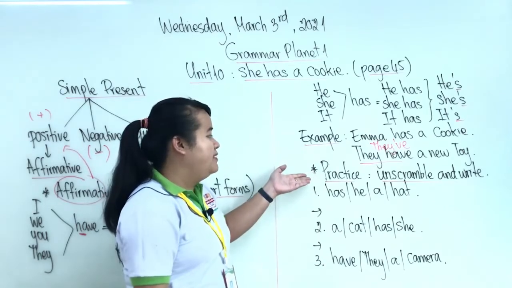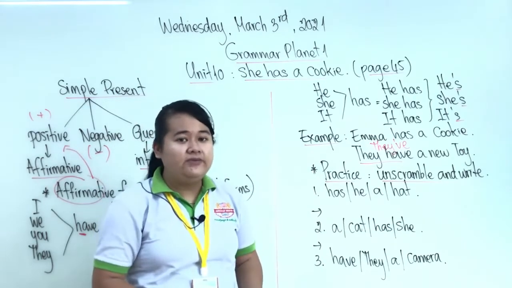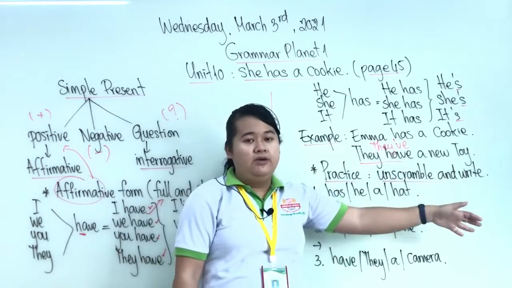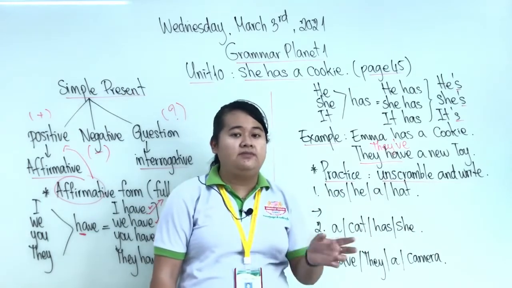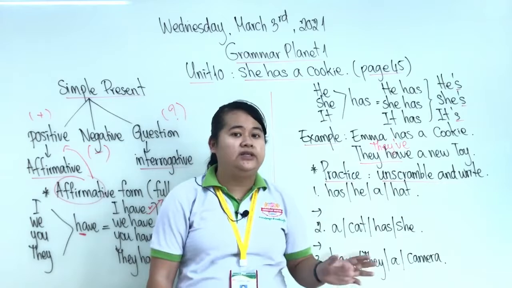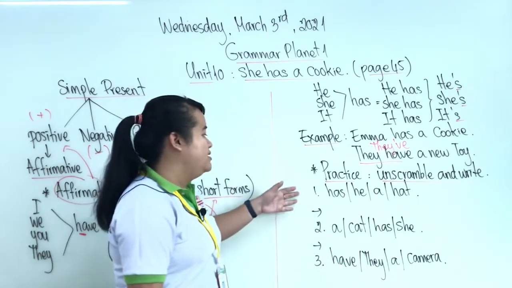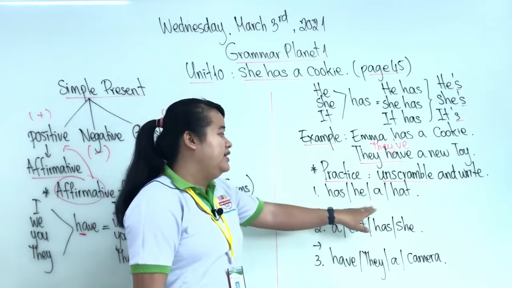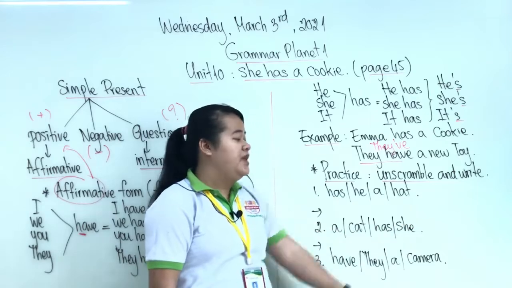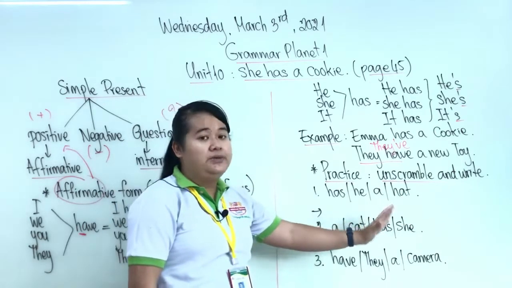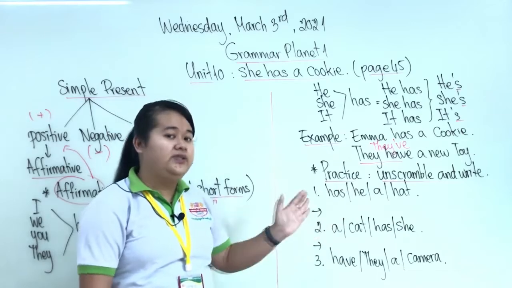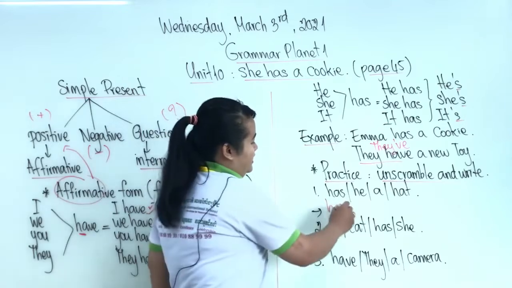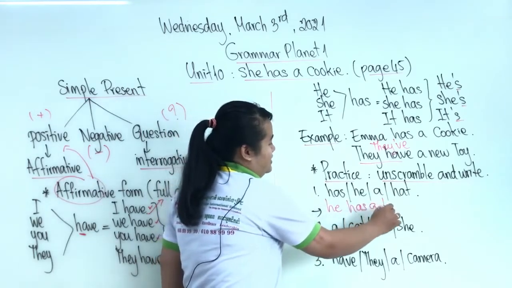Okay, so now let's move to our practice. After we learn, we need to practice. Teacher has a practice for you where you need to unscramble and write. What does unscramble mean? Unscramble means the sentence is not in order, right? So you need to arrange it into the correct sentence. Number one: has, he, hat, and full stop. We need to arrange this into the order; we need to put he first. Very good. He has a hat, right?